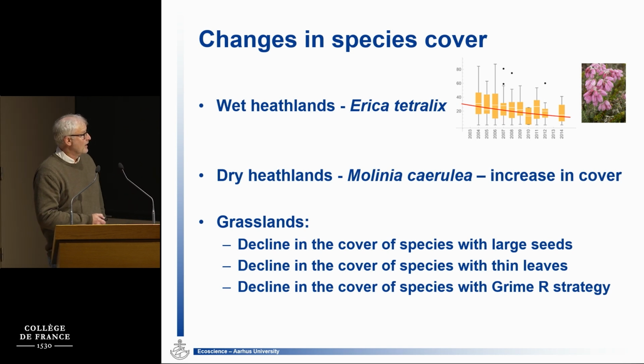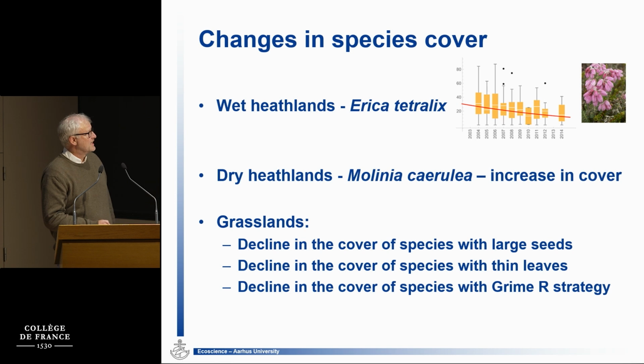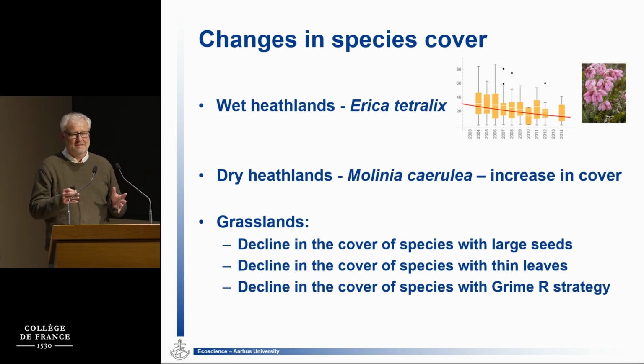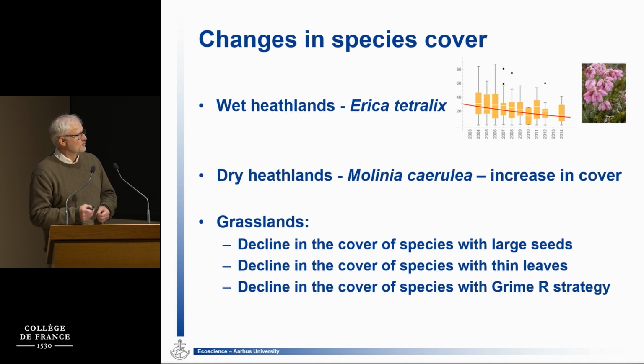And some other results at the community level: in the four different grasslands that Bodil was talking about, there was a decline in the cover of species with large seeds, a decline in the cover of species with thin leaves, and a decline in the cover of species with a GRIME R strategy. And I actually don't see how these three results fit together. But as I said, there are many things to be done here, and it's kind of frustrating that we don't have this manpower.